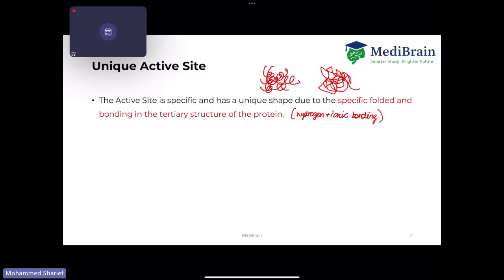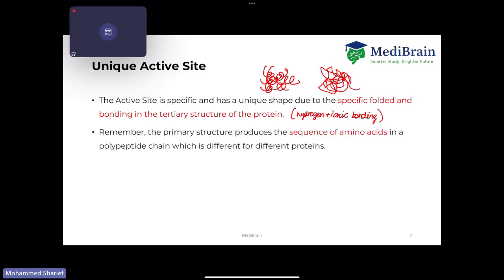The reason why is because I've already stated it enough times. Just make sure you remember that it's really specific and it can only catalyze specific reactions because it can only bind to specific substrates.